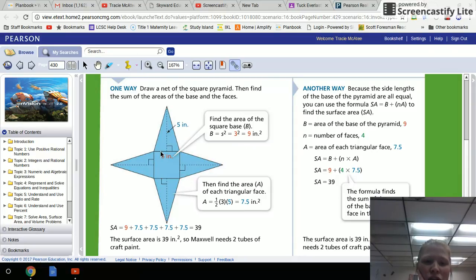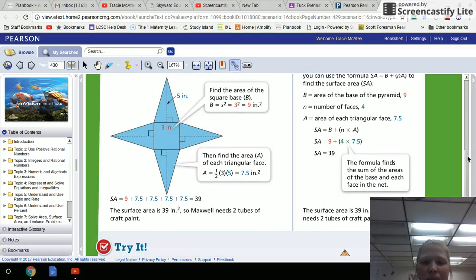Okay, and take a look at the triangle. It has a base of 3 and a height of 5 here. So 3 times 5 is 15. And then when you divide that by 2, you get 7.5 inches squared. Just like when you find the surface area of a prism, you are going to add all those areas up, and taking into consideration that there are 4 triangles here that made up this pyramid, add them all up and you would get 39 inches squared.